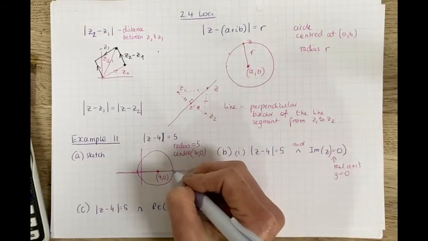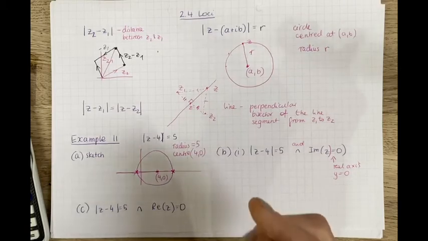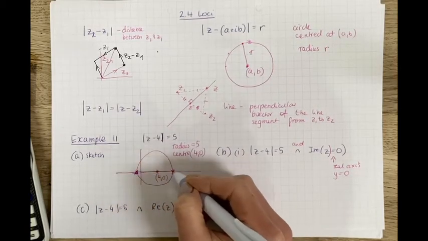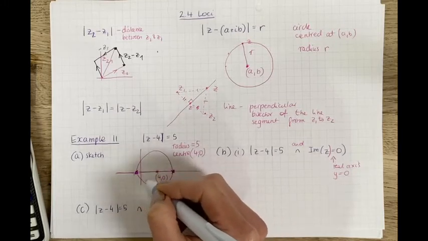So we are trying to find out the common ground. So what do these points on the real axis and on the circle have in common?